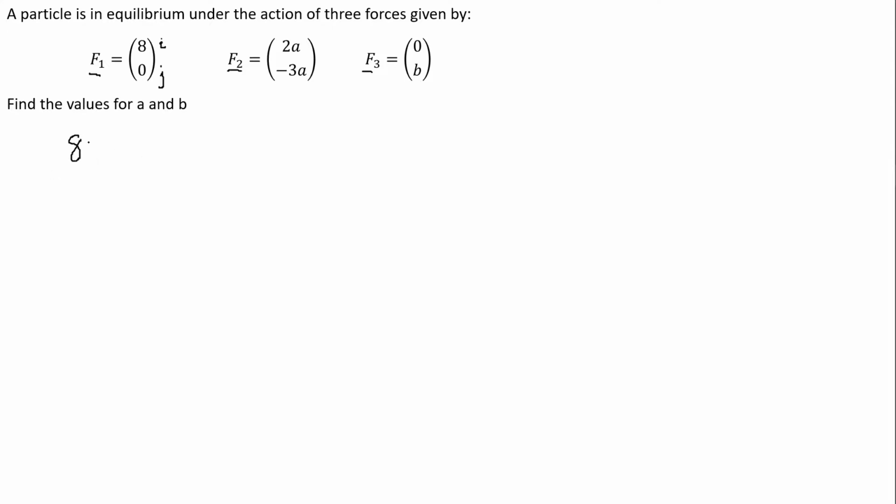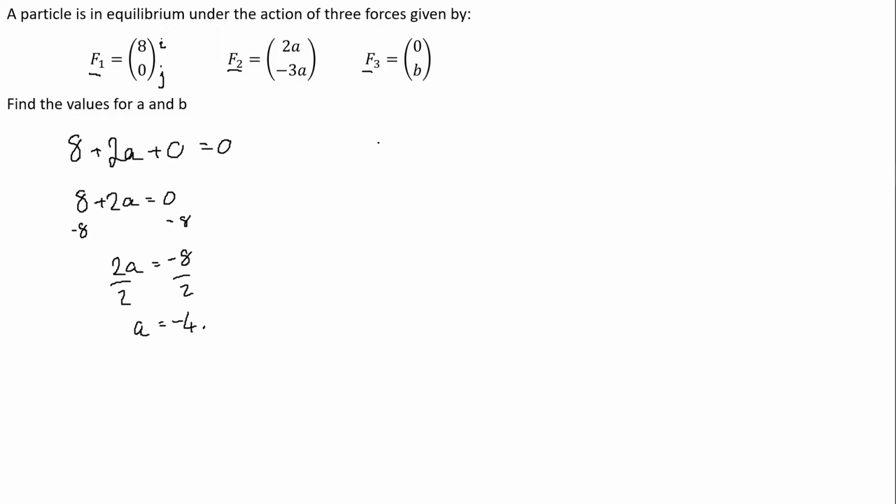So I've got 8 plus 2a plus 0 equals 0. That's very simple. Already we can find a value for a. So 8 plus 2a equals 0. Minus 8 on both sides, so 2a is equal to minus 8. Therefore, a equals negative 4. So you've already found the first value here. But this is how you always would lay it out. If it tells you it's in equilibrium, this is your process.